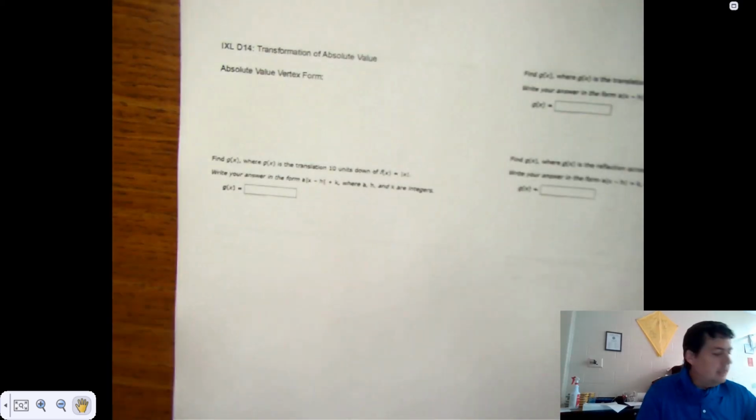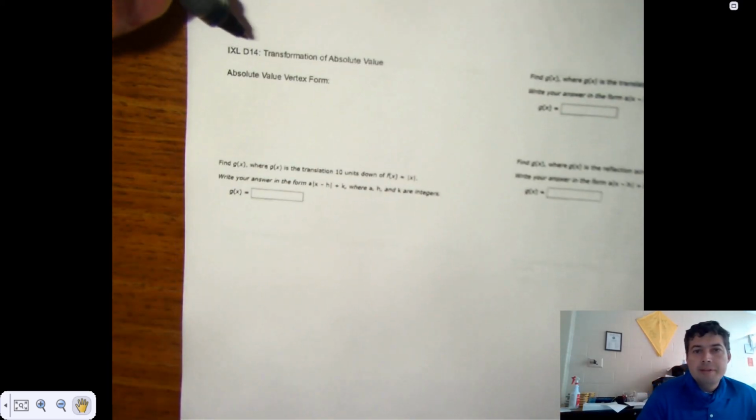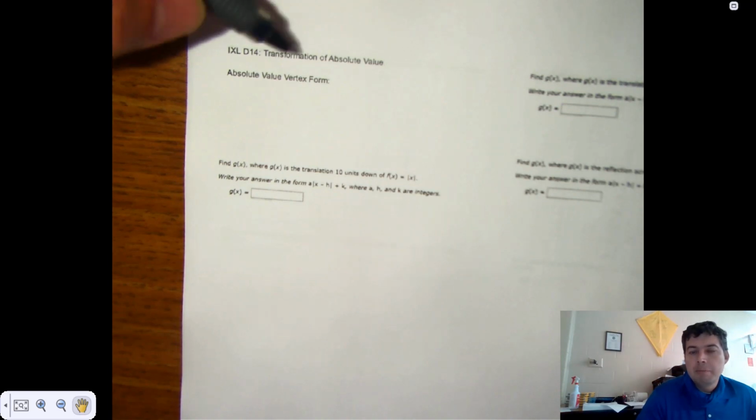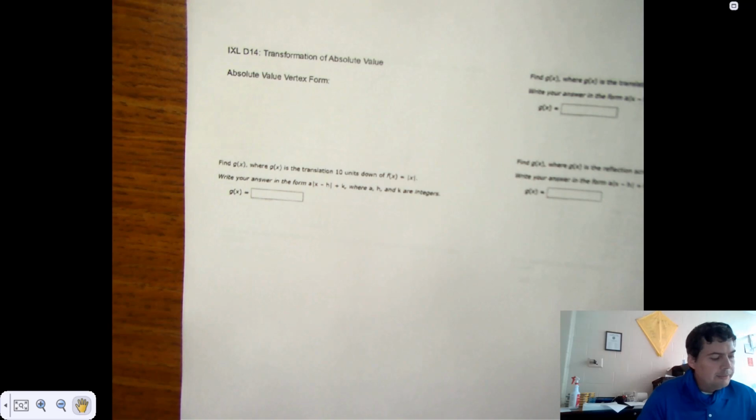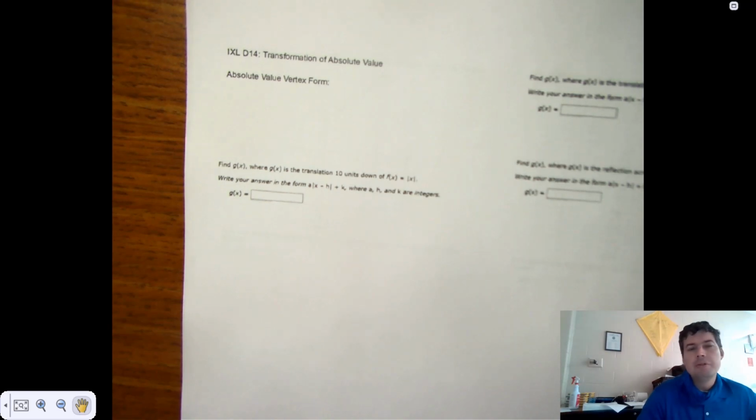All right, so you just did IXL D11. This is D14, what we call transformation of absolute value. Transformations. In D11, I used a word called reflection. That's a transformation. I also used a word called vertical shift, also a transformation. Your goal in this section is to write equations that have been transformed, and they're going to use some wording in here.